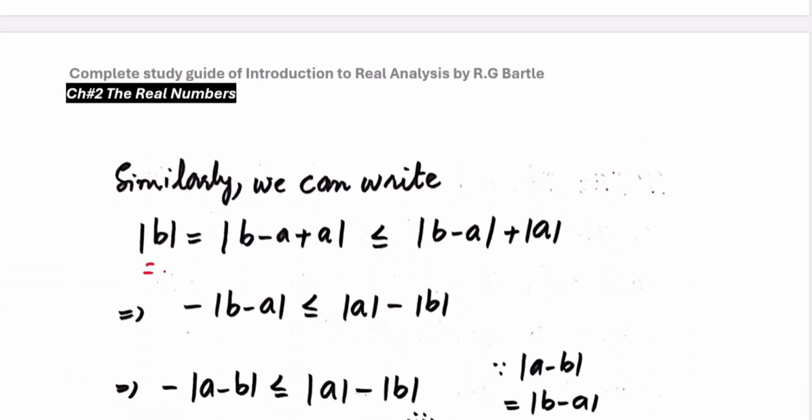Similarly, now we write |B| = |B - A + A|, by subtracting and adding A. Again, by using the triangle inequality, this is my first number and this is my second number, so it can be broken as the absolute of the first number plus the absolute of the second number. By shifting |B - A| to the other side and also subtracting |B| from both sides, this becomes |A| - |B| is greater than or equal to -|B - A|.